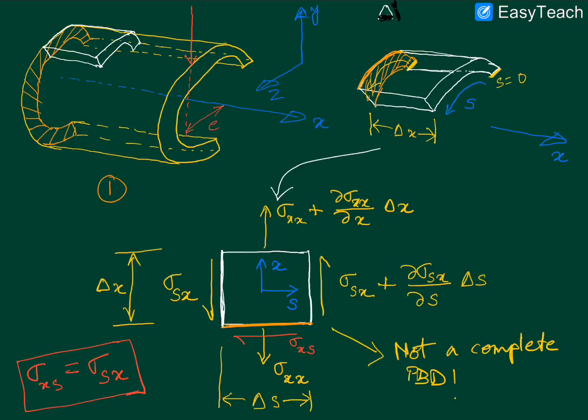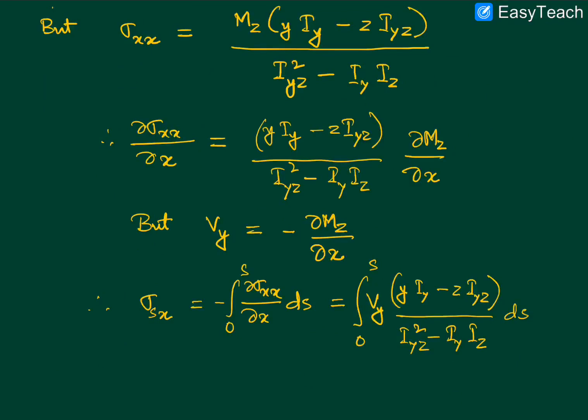If we have a more complicated distribution of transverse forces, then the shear force distribution will also change along the length. But most importantly, if we keep on changing the value of s from 0 to any generic s, the value of the shear force is not going to change. So that is also going to come out of the integration with respect to s. So let's recap. Vy can come out of the integration, the Iy, the Iyz and the Iz can come out of the integration. So you see, the entire denominator here can come out of the integration.